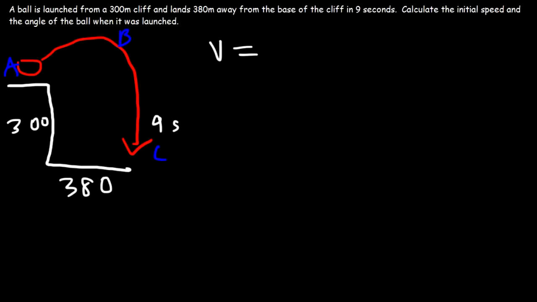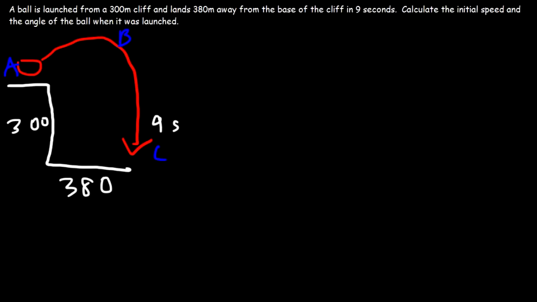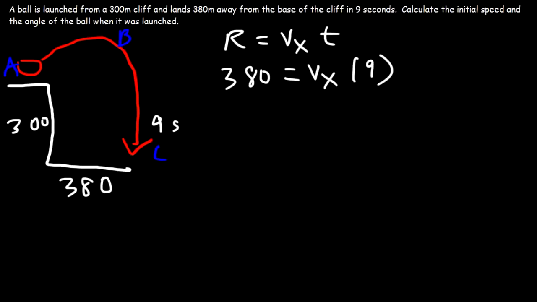Now once we have Vx and Vy, we can find the angle using this equation. So our goal is to find Vx and Vy at position A. Once we have that, we can find V and theta. The question is, how do we do that? Well, first, we could find Vx using this equation. The range is 380, and the time to go from A to C is 9 seconds. So 380 divided by 9 is 42.2 meters per second.